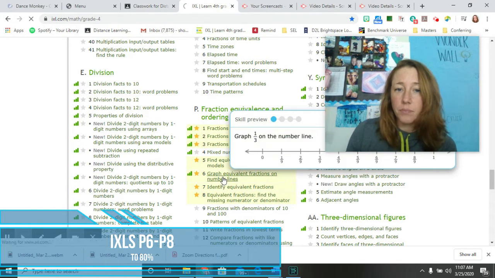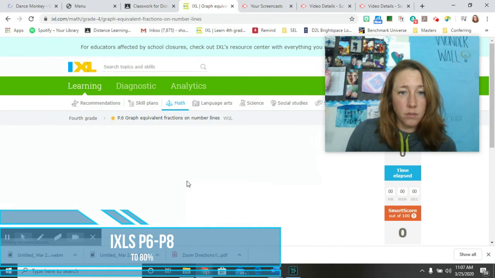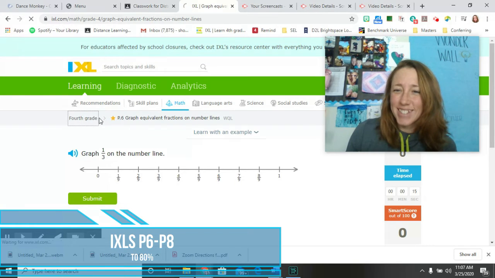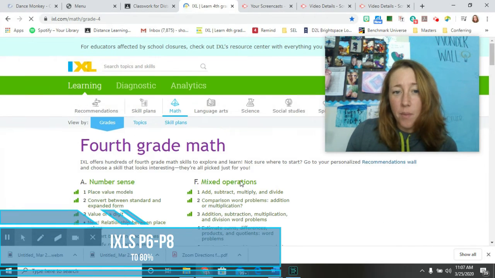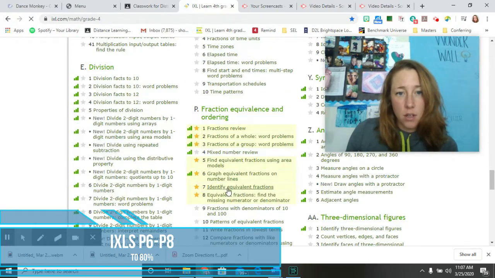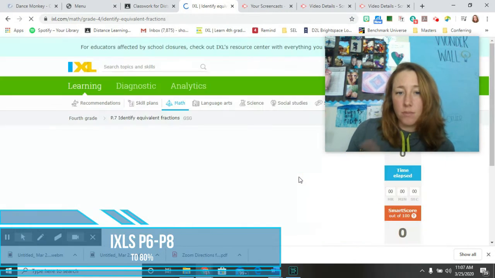But P6. So you're just graphing it on the number line. This is what I just did. 1/3 in the number line. How do I get from 3 to 9? This is the one I just did. P7 is the one I want to look at because I skipped P5 because that was too easy. Okay. P7. Identify equivalent fractions.